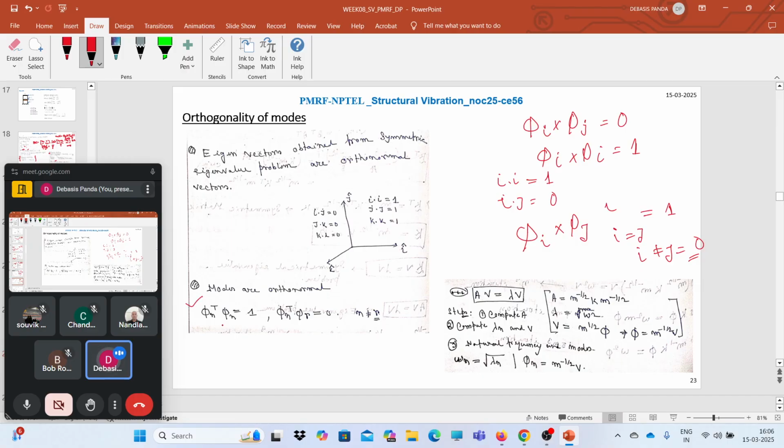Also, modes are orthonormal to each other. The same property: phi n transpose phi n equals 1, if n is the same for these two. If we index like this, phi n transpose phi r is equal to 0 when n is not equal to r, and when n is equal to r, it will be 1. So this is a very important property: modes are orthogonal to each other and also orthonormal to each other. That means if we multiply the mode corresponding to the same degree of freedom, we will get some value, otherwise it will become 0.